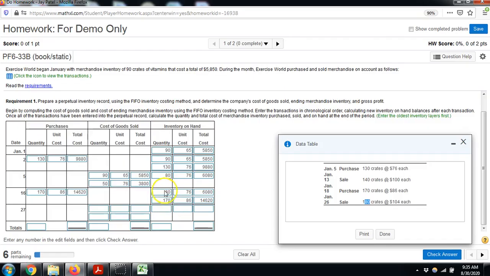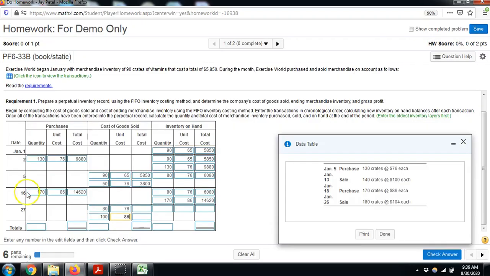So with FIFO, again, we're going to take the oldest layer first. So we have 80 units there. So that means we have 100 units left over to take from this 170. So we take 80 and 100 to get to our total of 180. And so this 80 is coming from the $76 layer, and this 100 is coming from this new layer that we just purchased at $86 each.